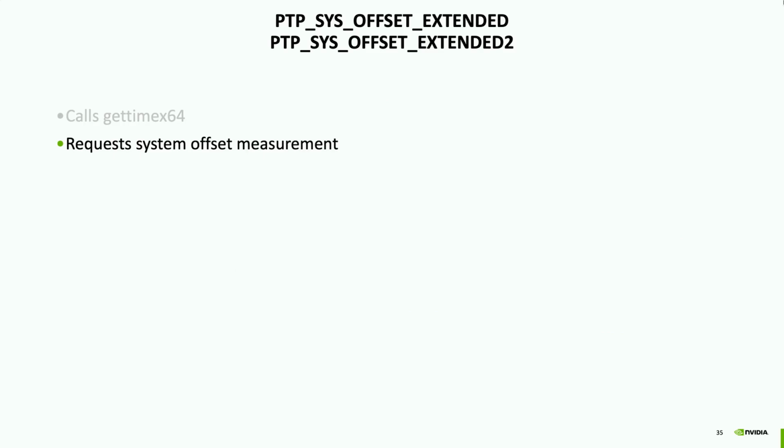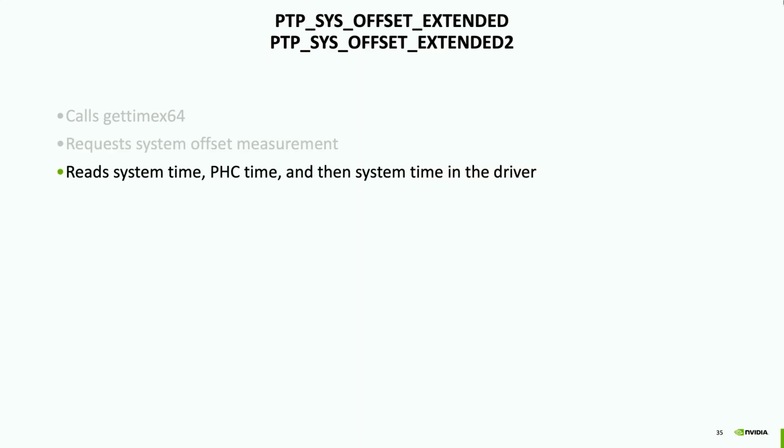So this calls the get time 64. This requests the measurement of the offset between the two clocks. Like I said, it should read the system time, then read the last register of your clock, and then read the system time again, so that you have both of them captured as close as possible.